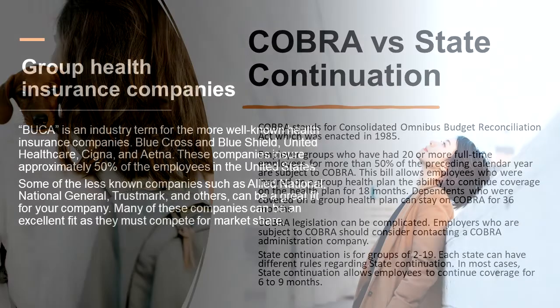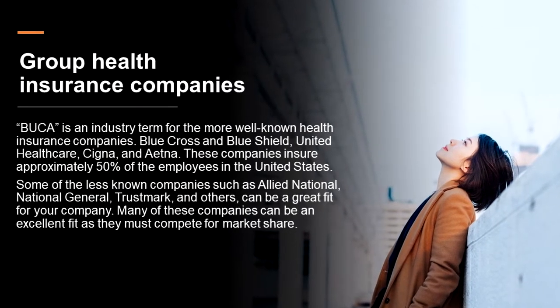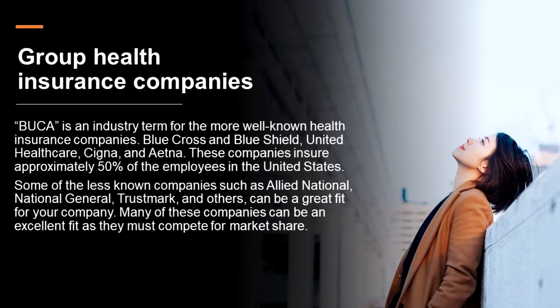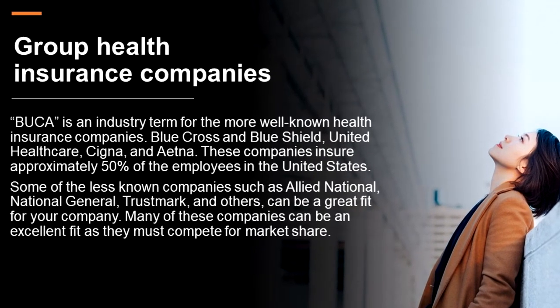Group health insurance companies. GUCA is an industry term for the more well-known health insurance companies. They are Blue Cross and Blue Shield, United Healthcare, Cigna, and Aetna. These companies insure approximately 50% of the employees in the United States. One company not mentioned in the well-known companies category is Humana. This is most likely an oversight as it did not fit the acronym, but bears mentioning.